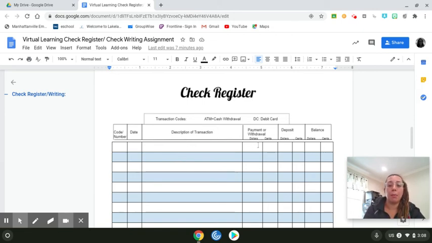Next, we have payment or withdrawal. So if we're paying someone else or withdrawing money, we are subtracting money from our account. If we are depositing, we are adding money into our account. And our balance is what we currently have. So if we had to give a mathematical symbol to any of these, for the payment, we would give it a minus sign. Deposit, we would give it a plus sign. And balance, we would give it an equals sign.